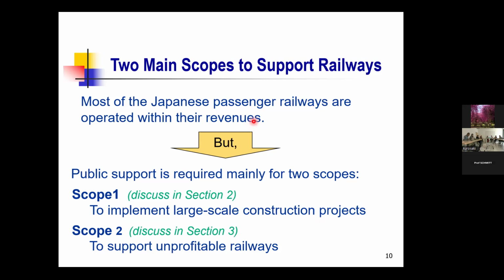However, the public provides financial support for railway companies, mainly for 2 scopes. The first scope is for implementing large-scale construction projects, and this will be discussed in the following section. And the second scope is for supporting unprofitable railways, and this will be discussed in section 3.